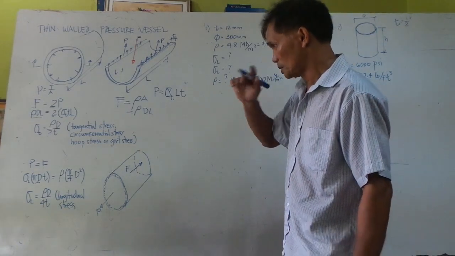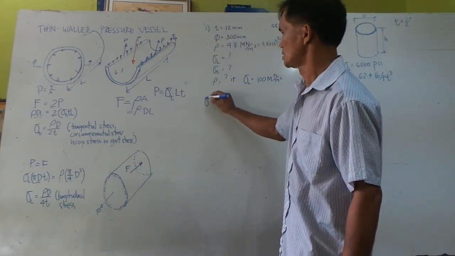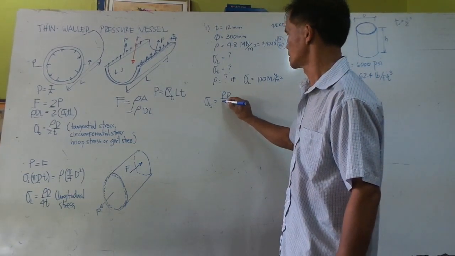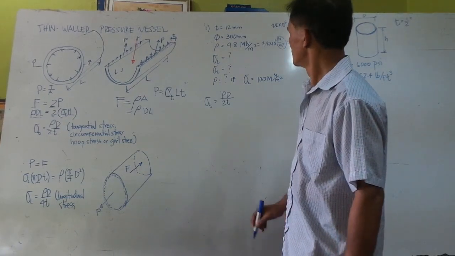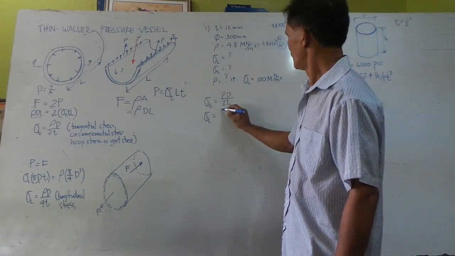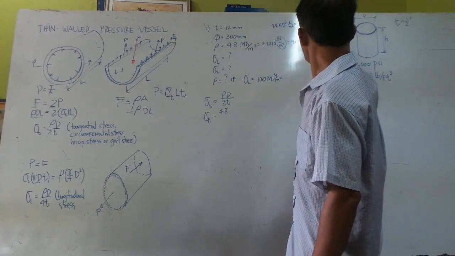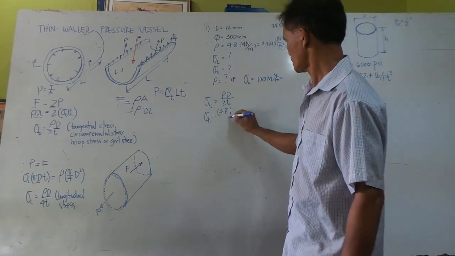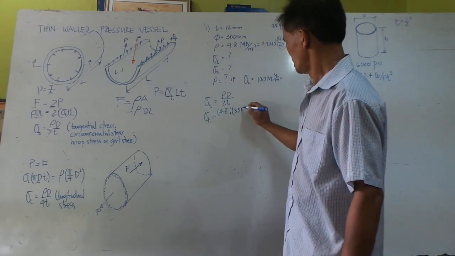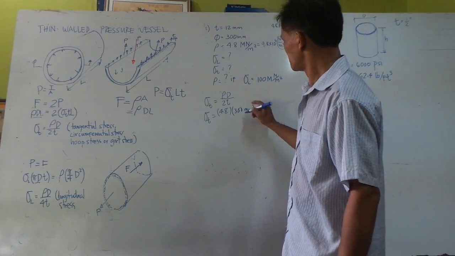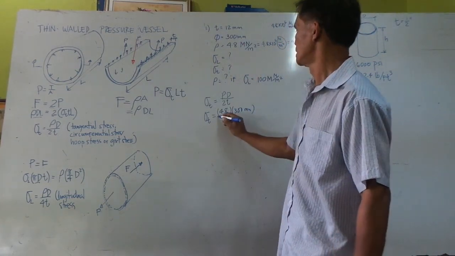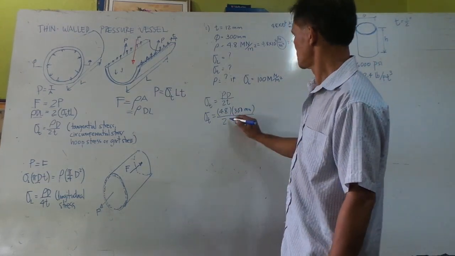So using the formula, the tangential stress is just equal to the unit pressure times the diameter over 2t. So our tangential stress is equal to the unit pressure, 4.8 Newton per mm squared, times the diameter, which is 300 mm. The units are consistent, it is Newton per mm squared, not just Newton. We have 2 times your t, which is 12 mm.